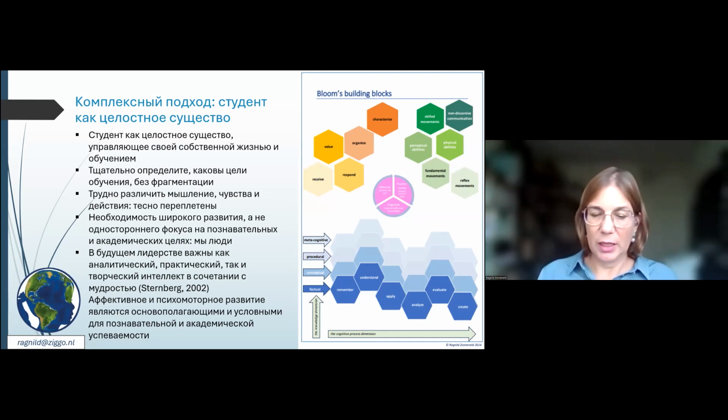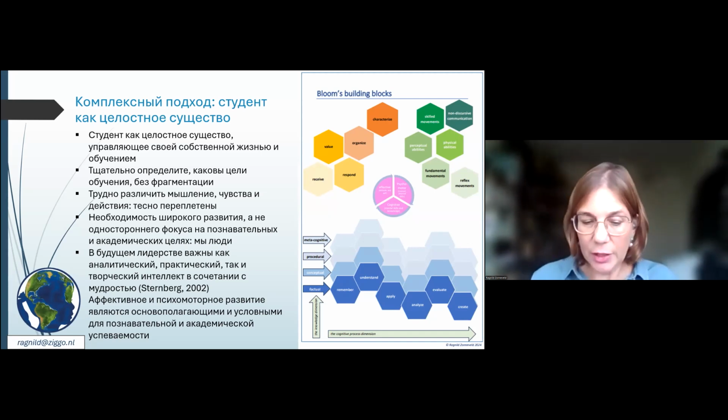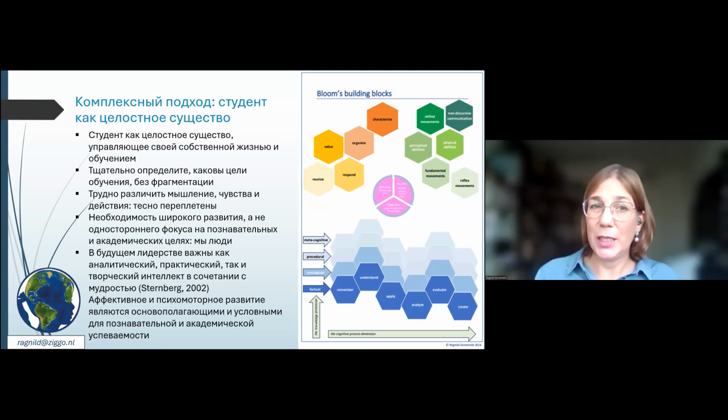So it's very important that we focus not only on the cognitive and academic goals, but also on the other goals in the taxonomy. I already mentioned Sternberg as well, and in his theory on future leadership and successful intelligence, he states that analytic, practical, and creative intelligence are important, but combined with wisdom. And I think, especially in the affective domain, there are a lot of tools and possibilities to work on this wisdom and on future leadership.